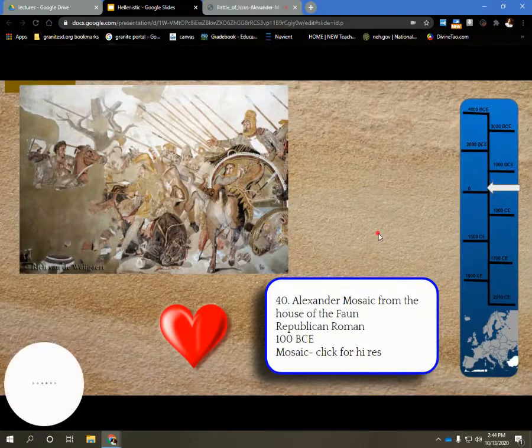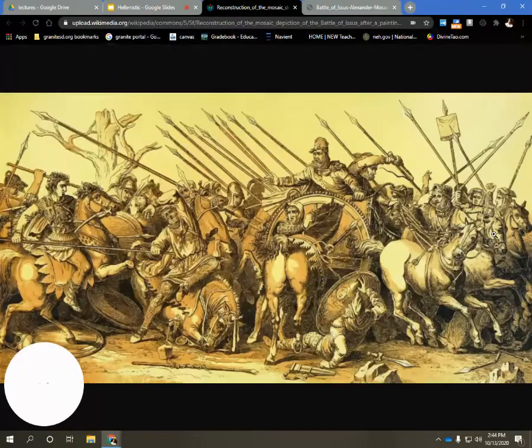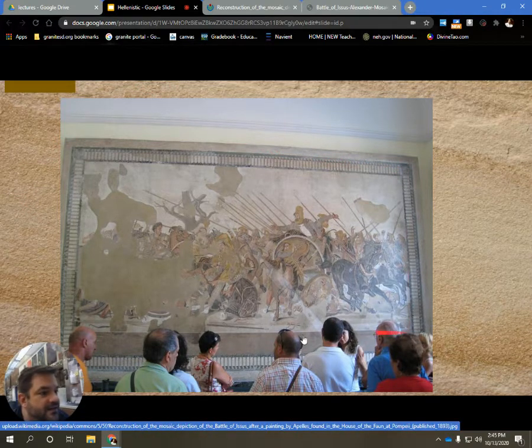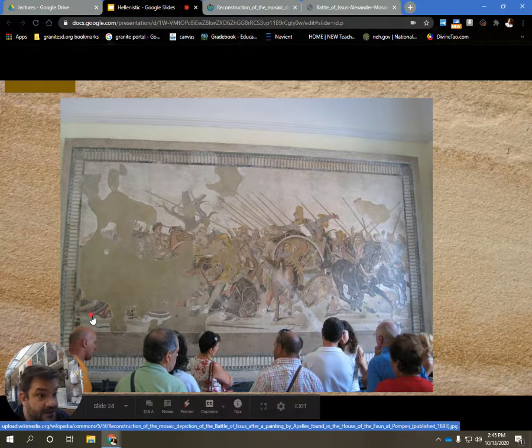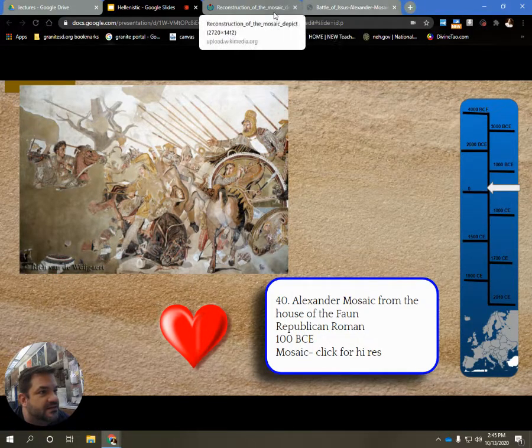Let me go to the next slide so you can see what that looks like. Okay, there he is. It's kind of hard to tell in the other image, but there he is, getting crushed by the wheels of his king's chariot. All right. Now, the Alexander Mosaic existed in, well, let's keep talking form here for just a second.